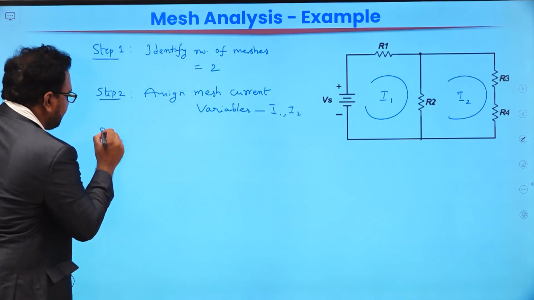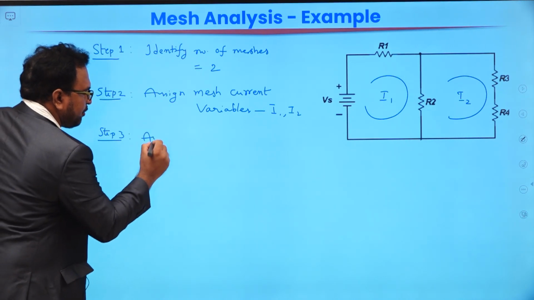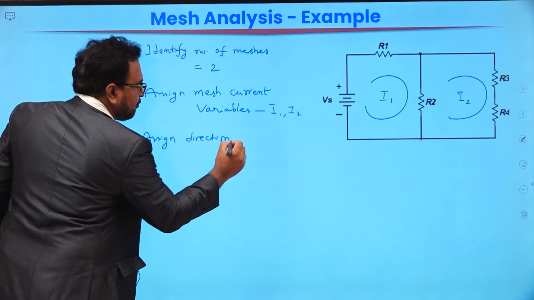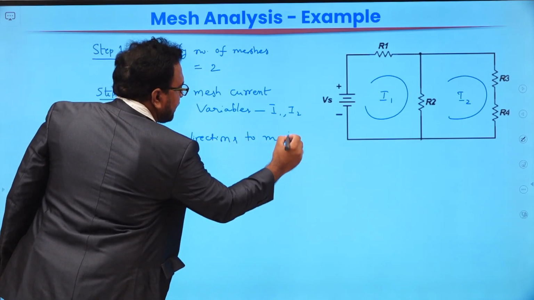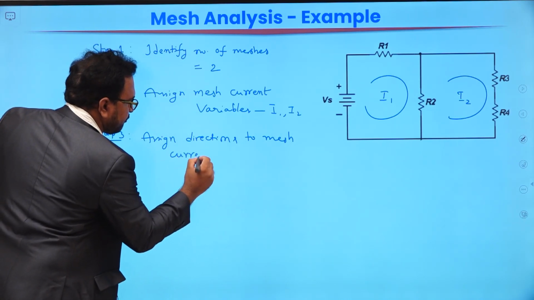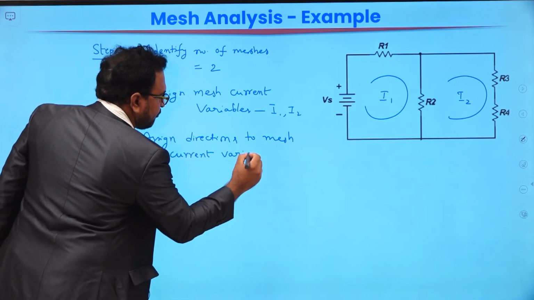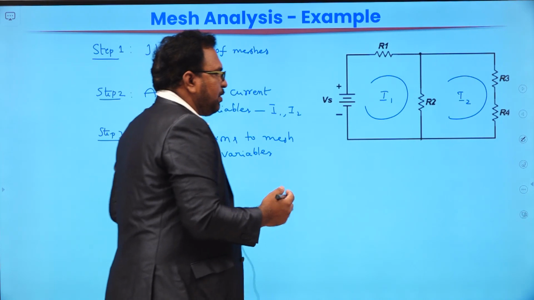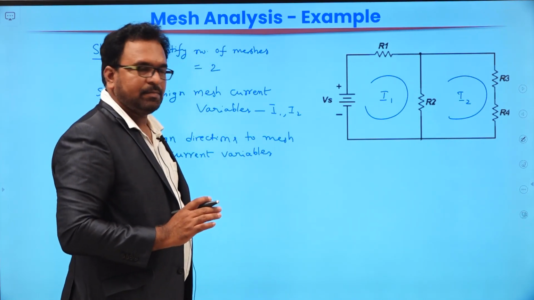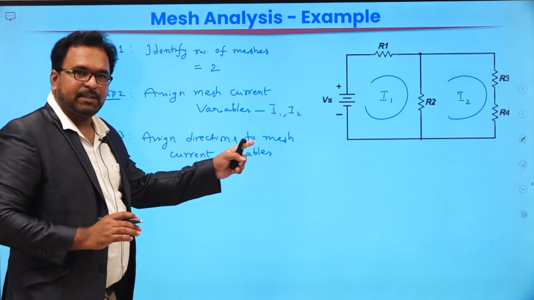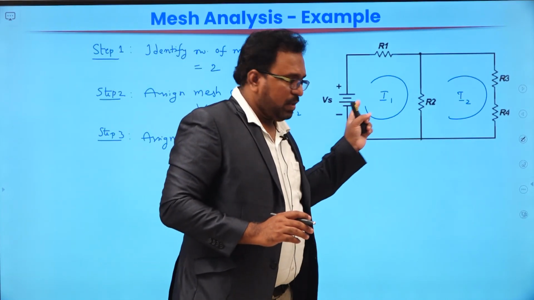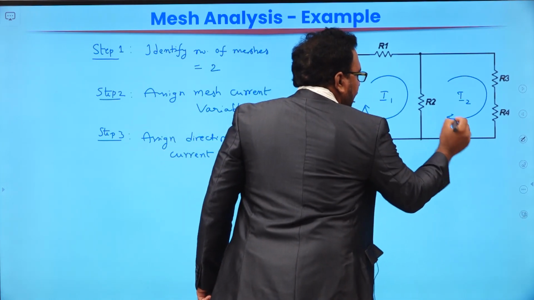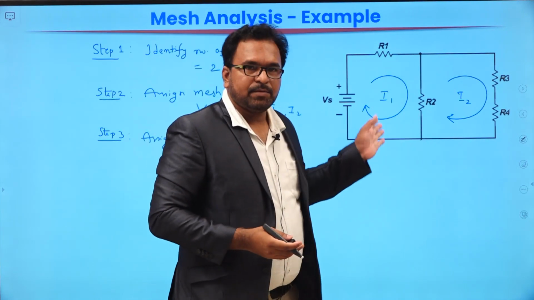What is step number 3? Assign directions to mesh current variables. In the third step, you are going to assign the directions. You have to choose either clockwise or counterclockwise. Please keep in mind that while assigning the directions, you have to choose both mesh current directions the same. That must be either clockwise or anti-clockwise. Here I have chosen both mesh currents as clockwise.